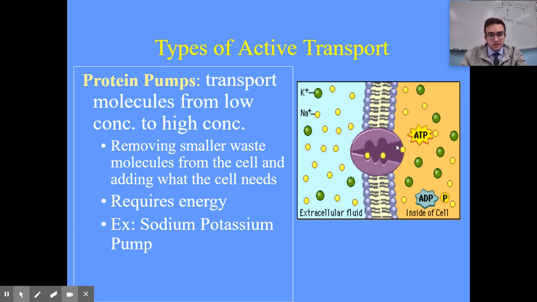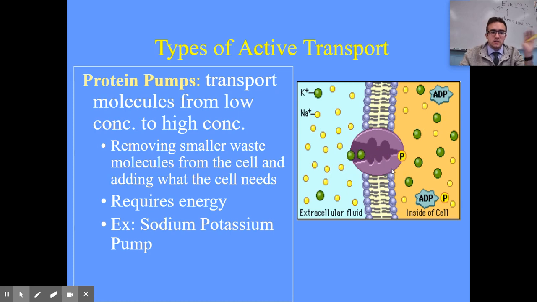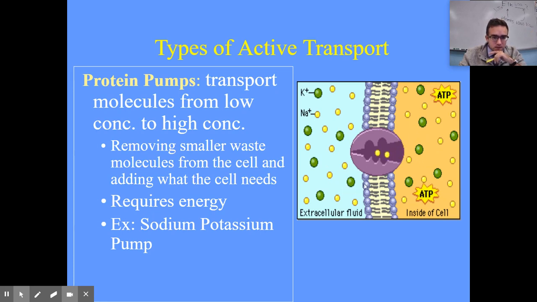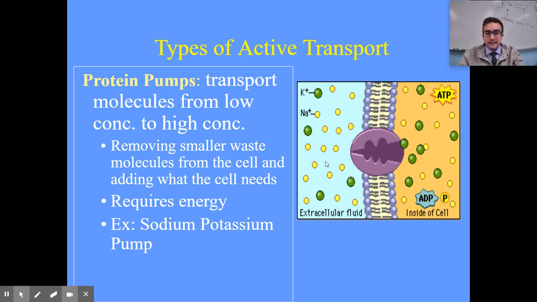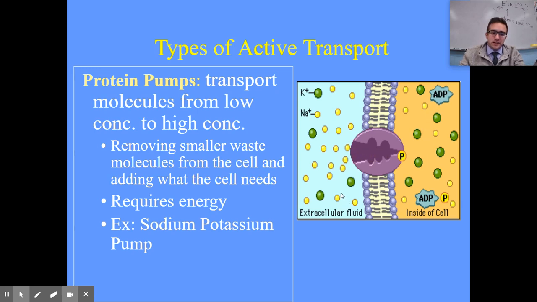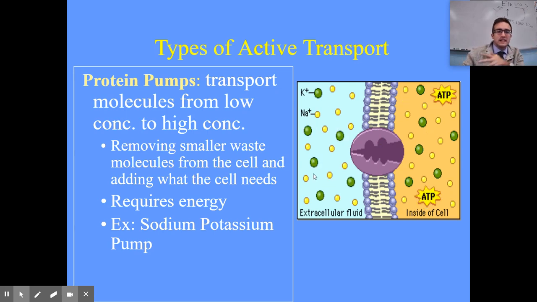So if we look at this picture, this is a prime example of a protein pump in action. The white molecules are sodium, green is potassium. There's a higher concentration of sodium inside the cell than outside the cell. Our cells don't need a lot of sodium, so we need to get it out of there. Whereas you see here, potassium, our cells need a lot of potassium, but there's not a lot out here. So we have to move them against their concentration gradients.